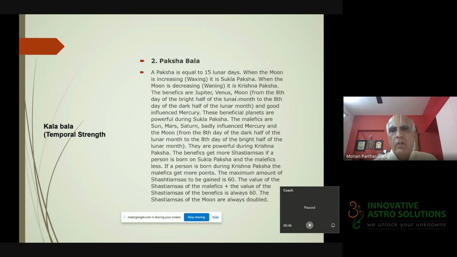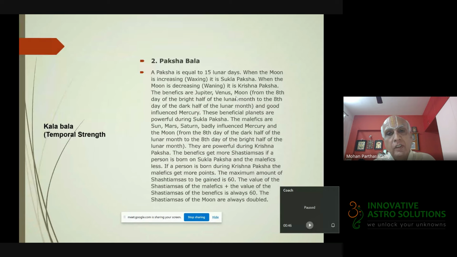Paksha is equal to 15 lunar days. We have two Pakshas, namely Shukla Paksha, which is the waxing, and Krishna Paksha, which is the waning of the moon. So the benefic planets like Jupiter, Venus and Moon are good if the person is born from the 8th day of the bright half of the lunar month to the 8th day of the dark half of the lunar month. These are the periods where the benefic planets Jupiter, Venus and the Moon give higher good results.